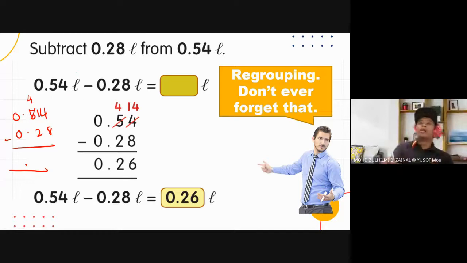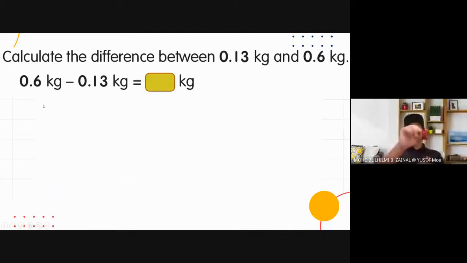Okay, regrouping, don't forget. So what should you do? Regrouping, 14 minus 8. Okay, now you have 14. 14 is way bigger than 8. Then you can minus. 14 minus 8 equals to 6. Then 4 minus 2 equals to 2. So the answer should be 0.26. Okay, this is how you make the calculation. Remember, this involves regrouping. Addition pun ada regrouping, subtraction pun ada regrouping.